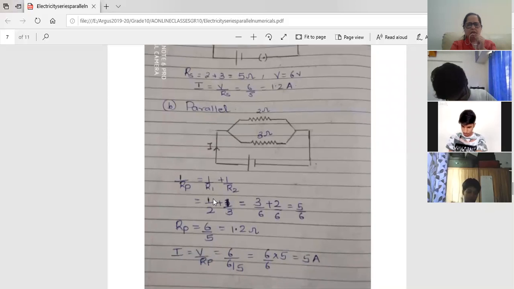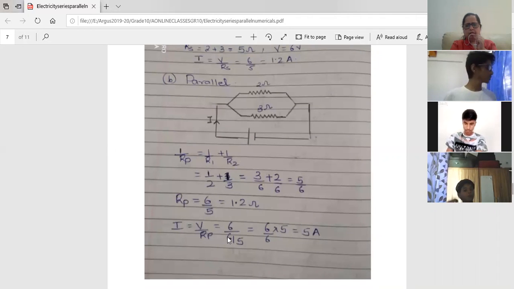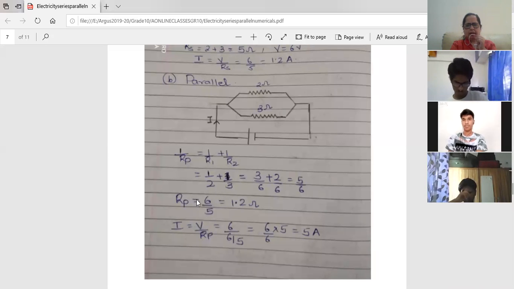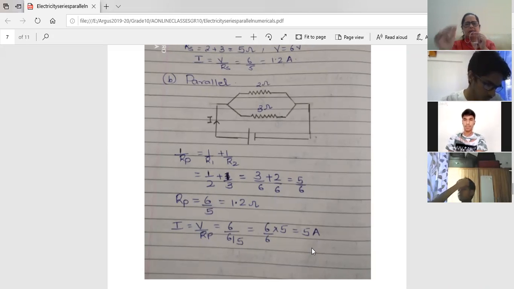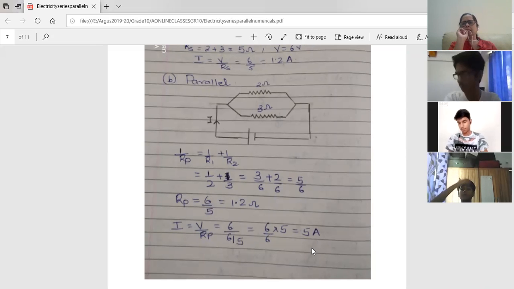So that is correct. So now see, children, this is again a very important instruction. Please follow it. When you have to calculate the current, when you have to do V upon Rp, please do not take decimal. It is very difficult to work with decimal. Take the fractional value. So V is 6, Rp is 6 upon 5. So 5 will go in the numerator, 6 will get cancelled, and easily you will get the answer 5 amperes. So do not take the decimal value, always take the fraction for doing calculations. Calculations should always be done with fractions, okay? And you will easily get 5 amperes, right?